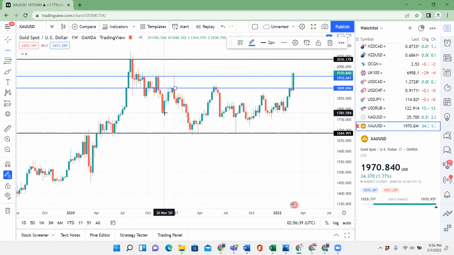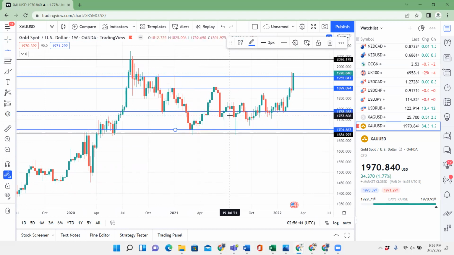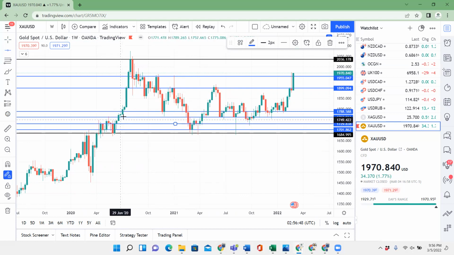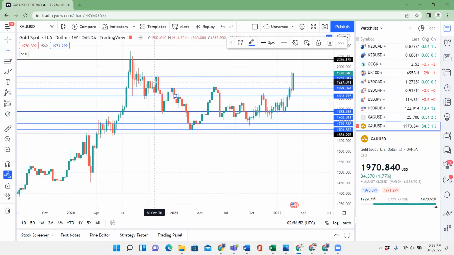So I see double touches over here, double touches here, double touches here. I have some double touches over here. I have some double touches over here. Very good. Let's look up. Double touch right over there. Double touch over here. I always tell my students when I'm marking on my chart, that's the first thing we start with.